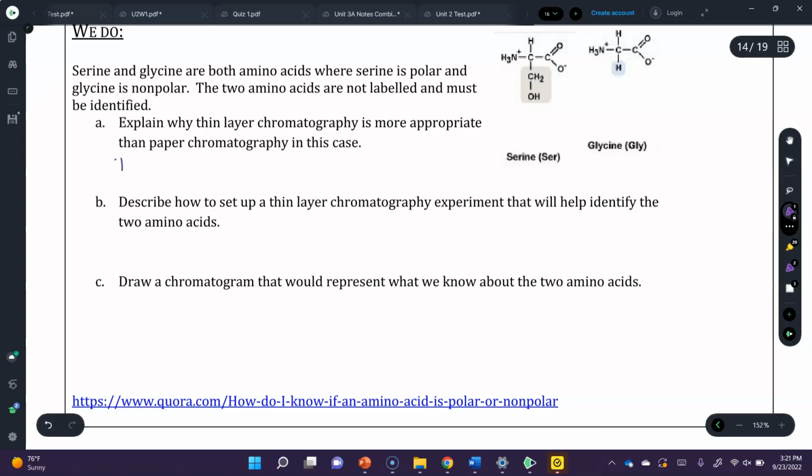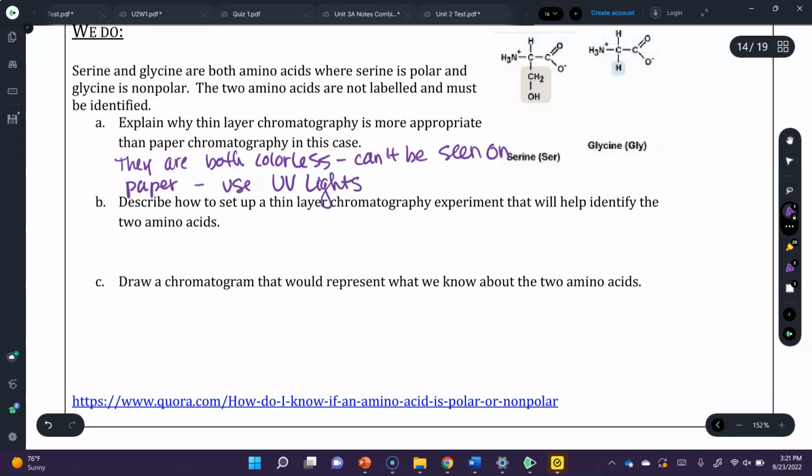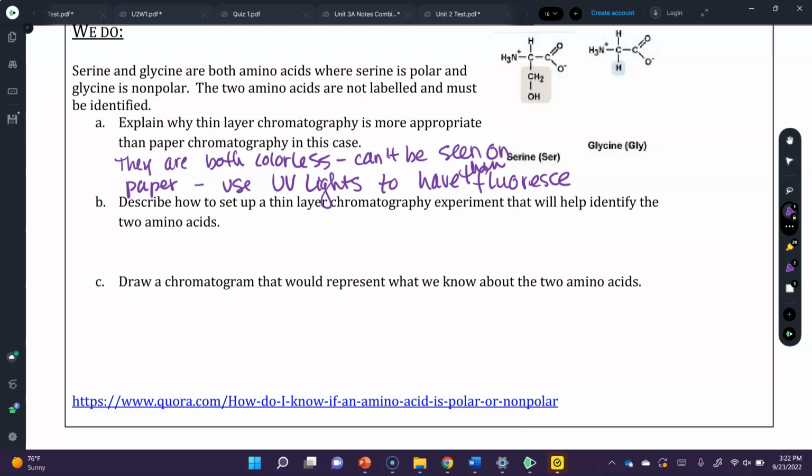So for this, they are both colorless and can't be seen on paper. You would use UV lights to have them fluoresce. I may have misspelled that, but whatever.